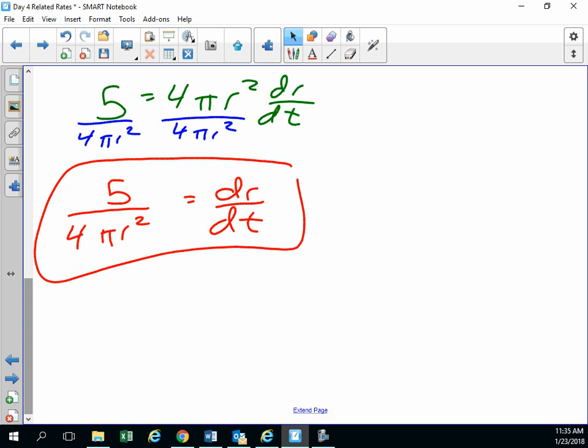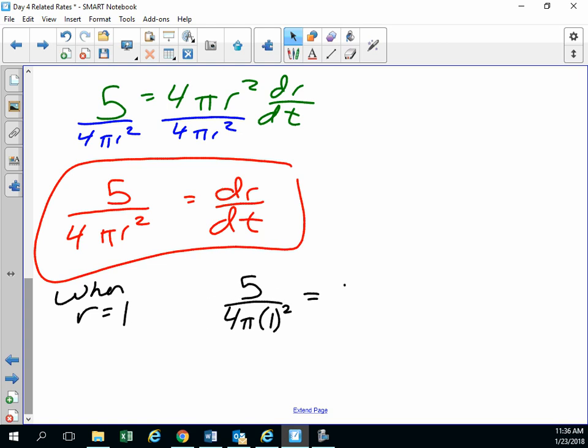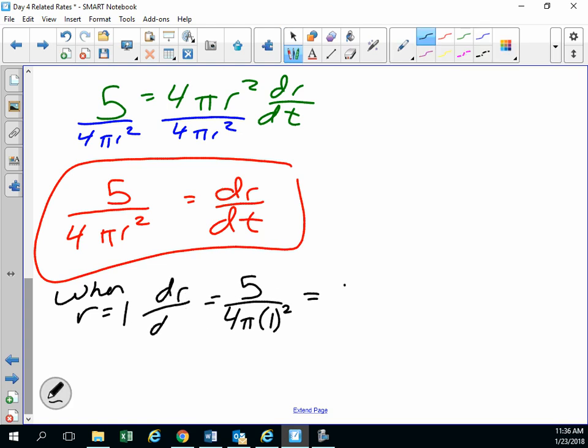They give it to us, right? 1 centimeter and 10 centimeters. So, when r equals 1, it's five over 4 pi, yes? Everyone agree with that? Yes. Yeah, I know. There's something slightly wrong. Ah, units!